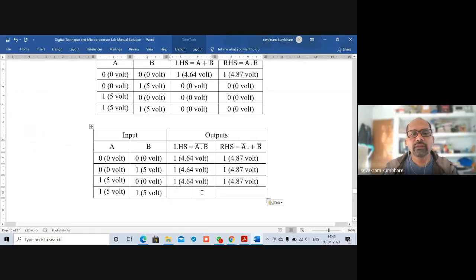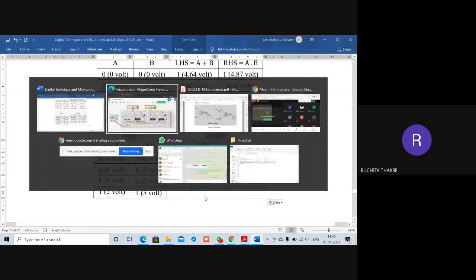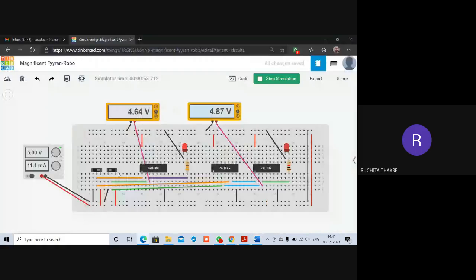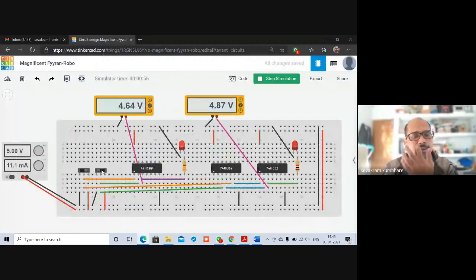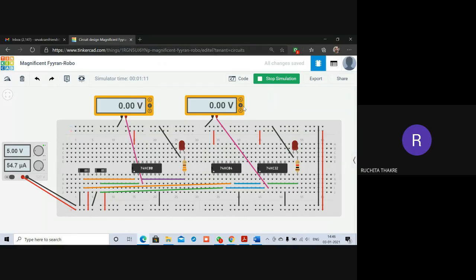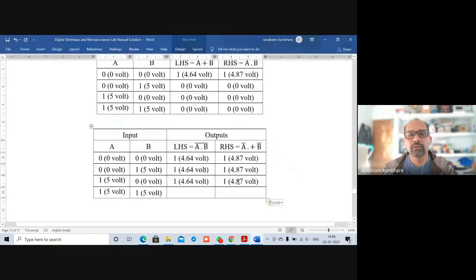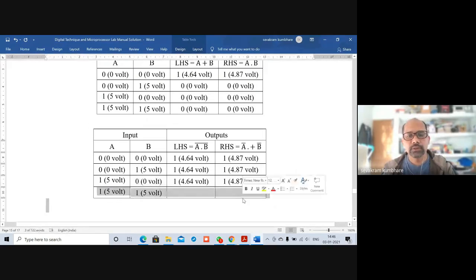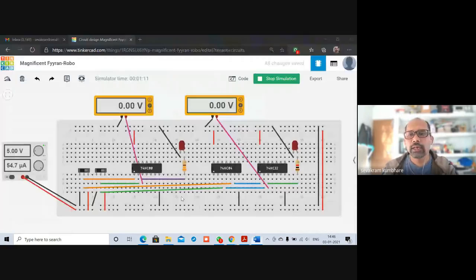1 1. Okay. So I'll make it LHS. Okay, let me check. For 1 1 volt, what is the output voltage? So input is 1 1, output will be 0 0 and 0 0 volt, right? Yes, sir. So what the output voltage is? I'll take a print screen of this.